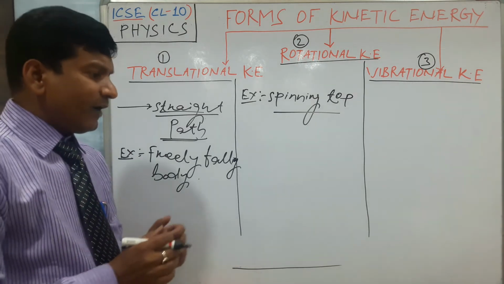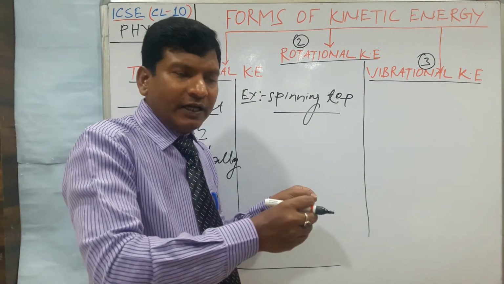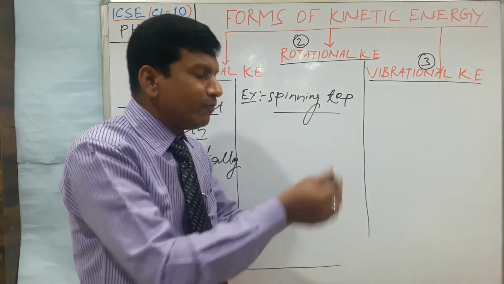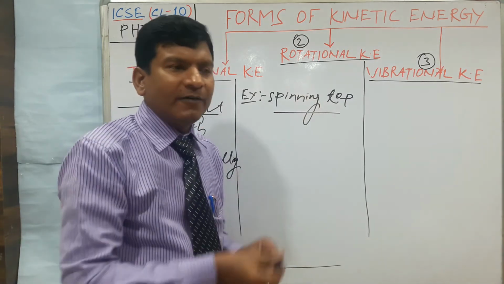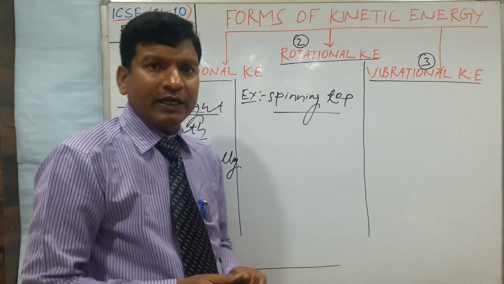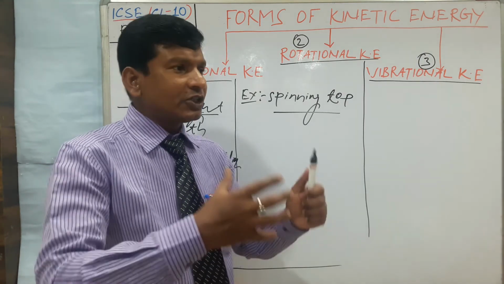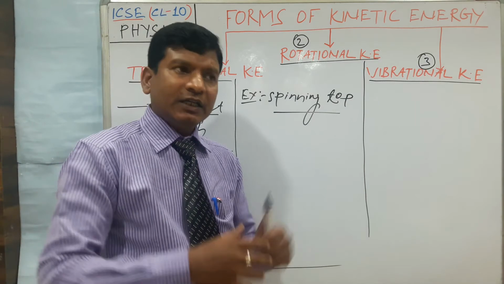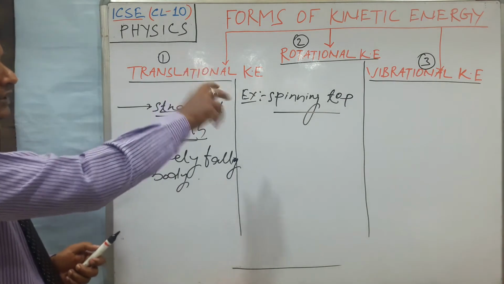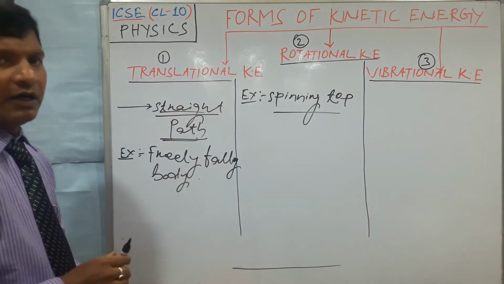Say for example, if I bring a metallic strip and I clamp it at one end, and to the other end I apply a little bit of force so that the metallic strip will vibrate in this manner. Therefore, the kinetic energy possessed by that metallic strip will be your vibrational kinetic energy. Any vibratory body will be having the vibrational kinetic energy. The string of the guitar, the string of the sitar is having the vibrational kinetic energy. So all these, the translational, rotational and vibrational kinetic energy, are the three different forms of the kinetic energy.